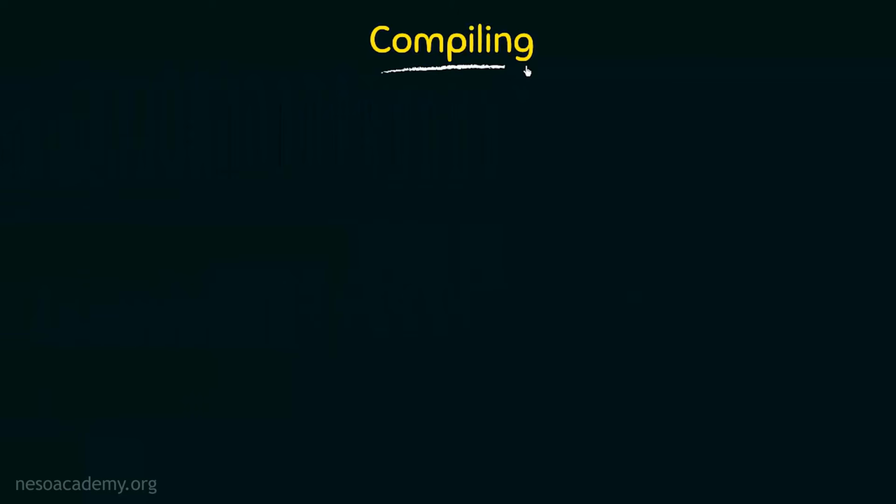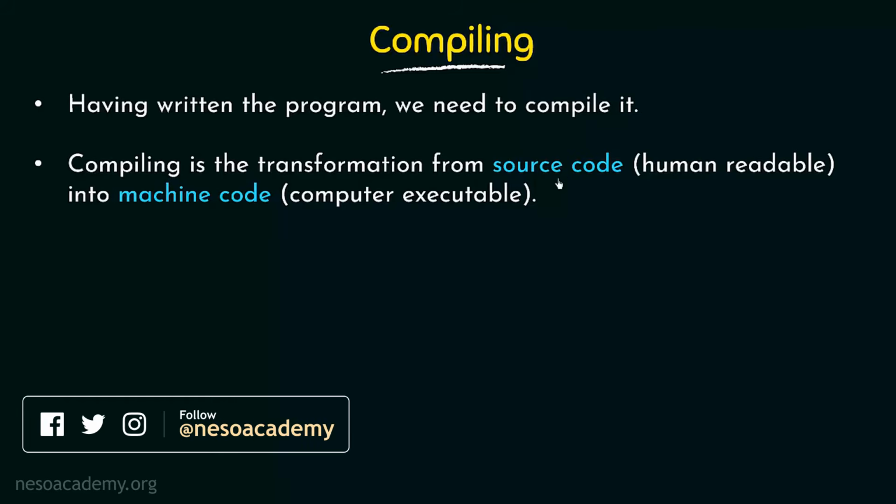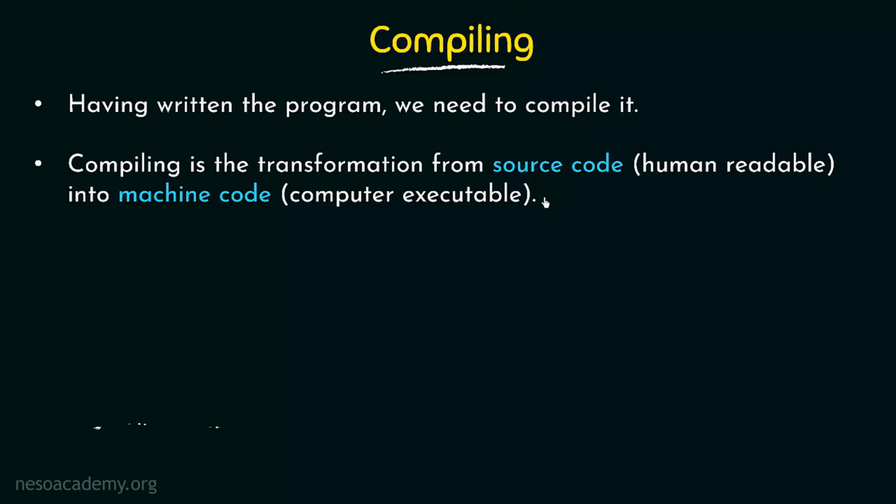First of all, let's understand the meaning of compiling, and then we will see how to actually compile and run a program. Having written the program, we need to compile it. Compiling is a transformation from source code, which is the human readable form, to machine code, which is the computer executable code. When we write a program, like we have seen in our previous lectures, we write it in human readable form, which is known as source code. Now the computer has to convert it to machine code, and only then will it be able to execute that code. So the conversion of the source code from the human readable form into machine code, or computer executable code, is known as compiling.